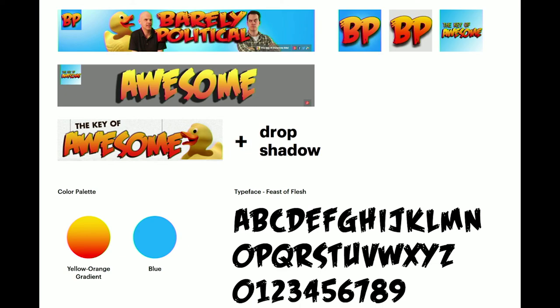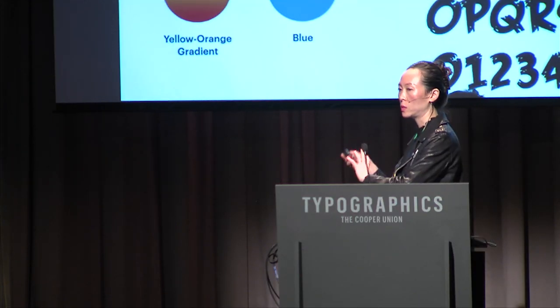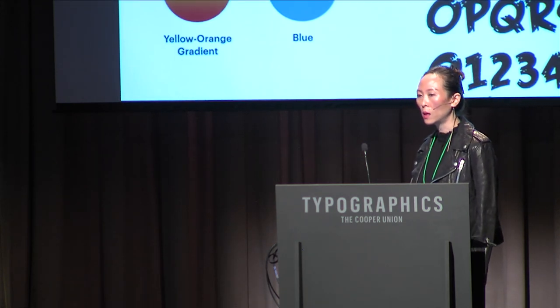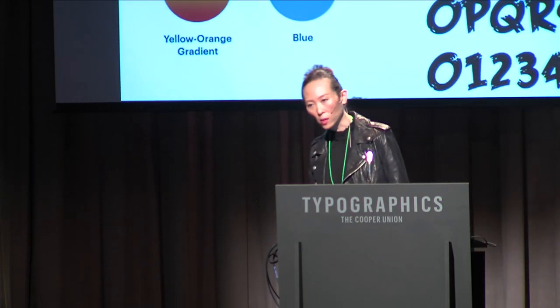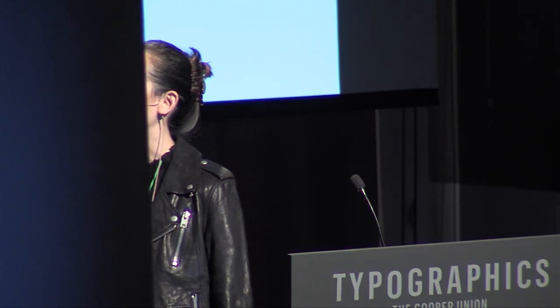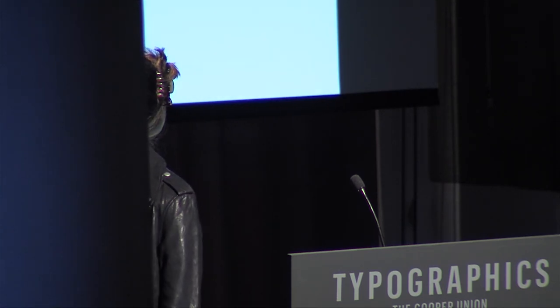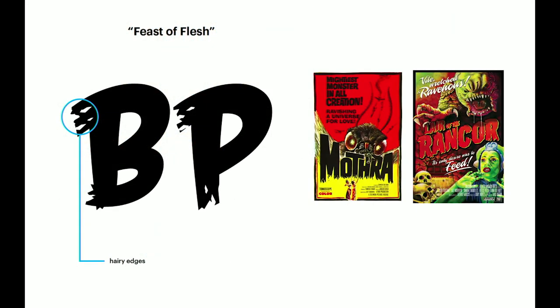And they were going through a name change. Therefore, they wanted to look at identity as well. So this is an outline specimen of their identity components. As you can see, there are a lot of really strangely playful elements here. One thing that we did notice is that this type that they were using to make the logotype, that's called Feast of Flesh, even had a very interesting name.